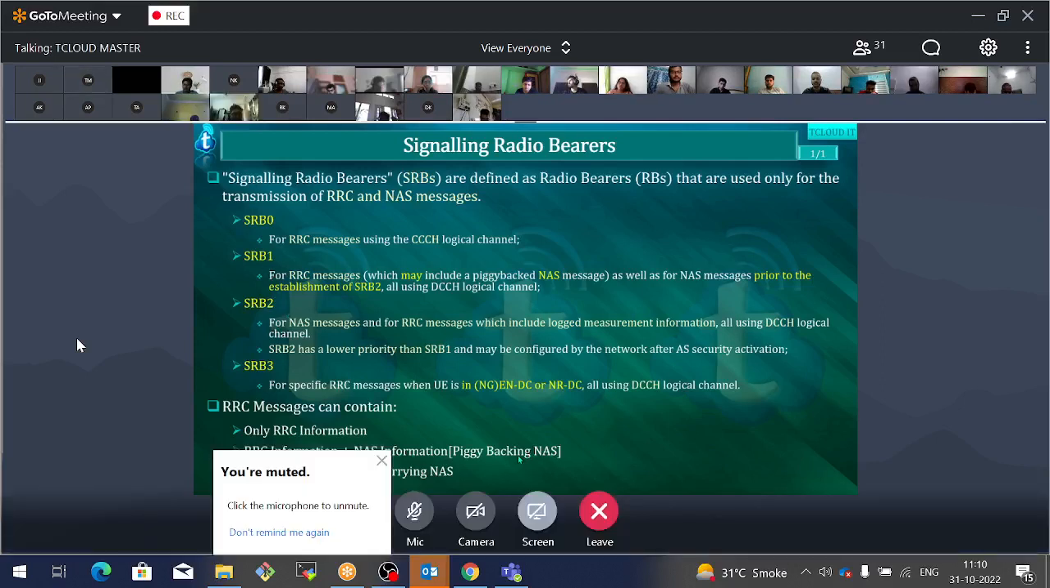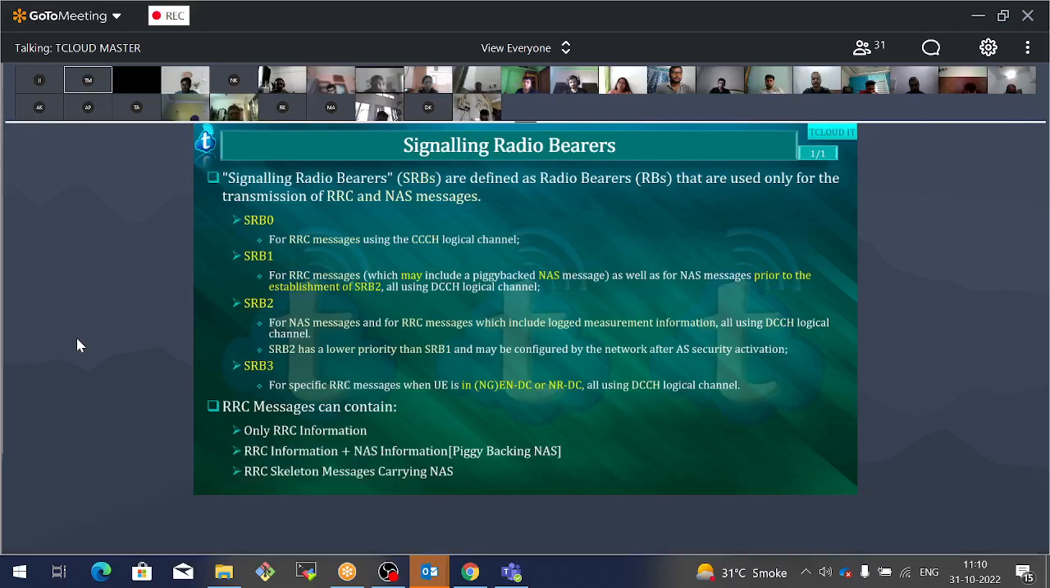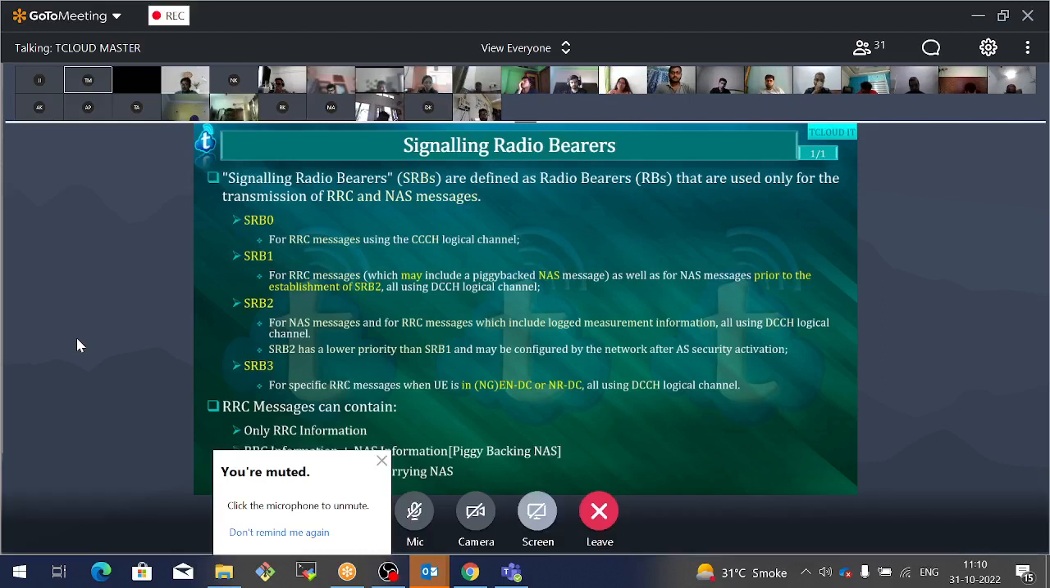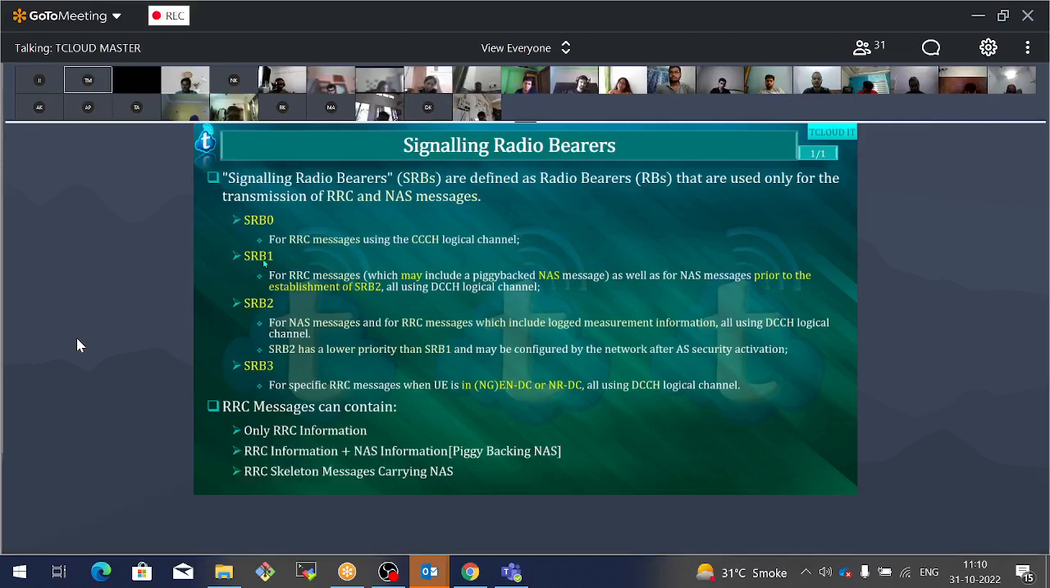This is called piggybacking NAS messages. NAS messages piggyback onto RRC. Piggybacking is, for example, if you are carrying a child on your shoulders, it's called piggybacking. So NAS messages are piggybacked just like a bag on top of RRC. Such messages will also travel on SRB1.